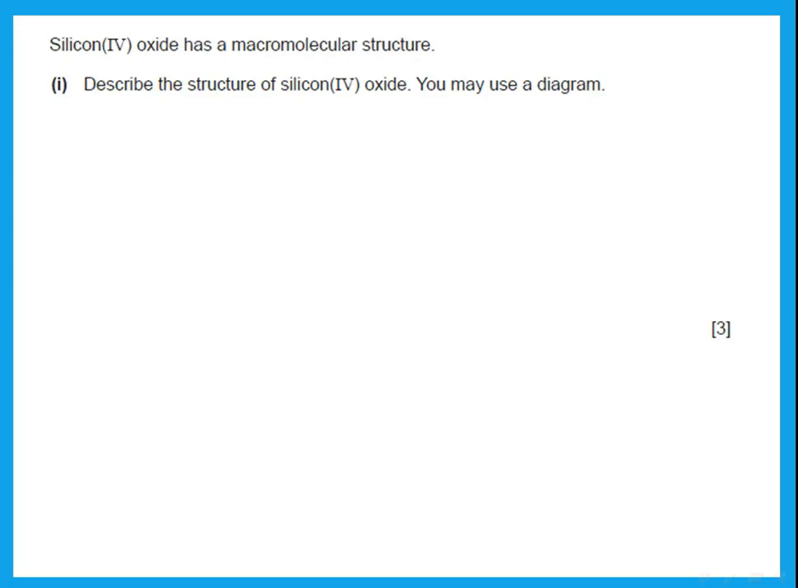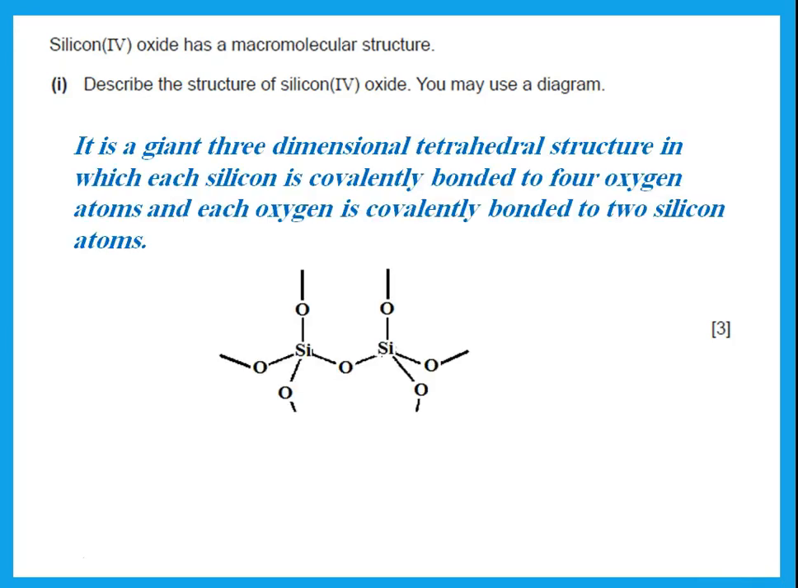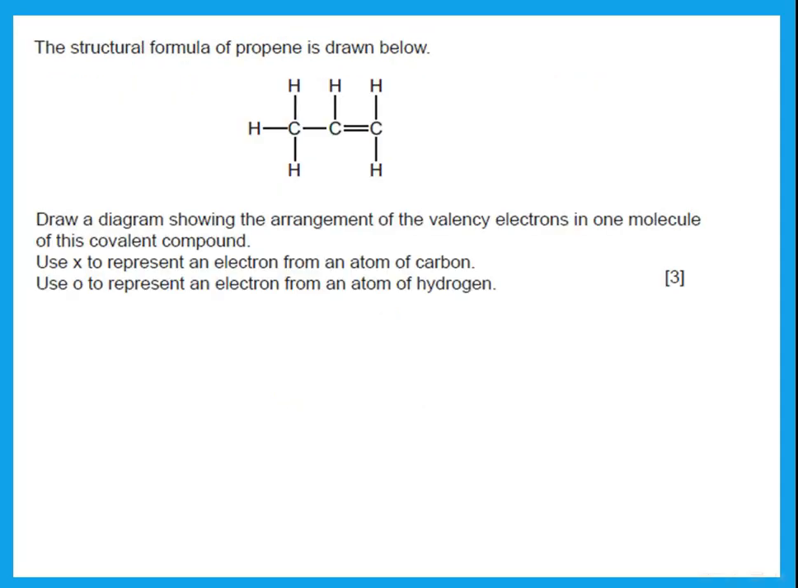Describe the structure of silicon oxide. You may use a diagram. So in this case, you can describe it in words and you can draw the diagram. You have to describe it. You cannot just draw the diagram. Okay, it's a giant three-dimensional tetrahedral structure in which each silicon is covalently bonded to 4 oxygen atoms and each oxygen is covalently bonded to 2 silicon atoms, and that's how you draw it. Each oxygen should have 2 bonds and each silicon should have 4 bonds. Okay, please remember the description. This is a very easy question. If you get it, you just write the description of the structure.